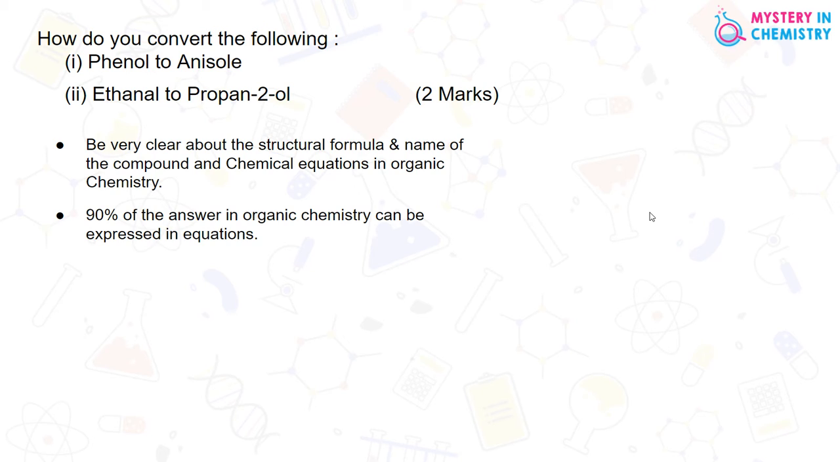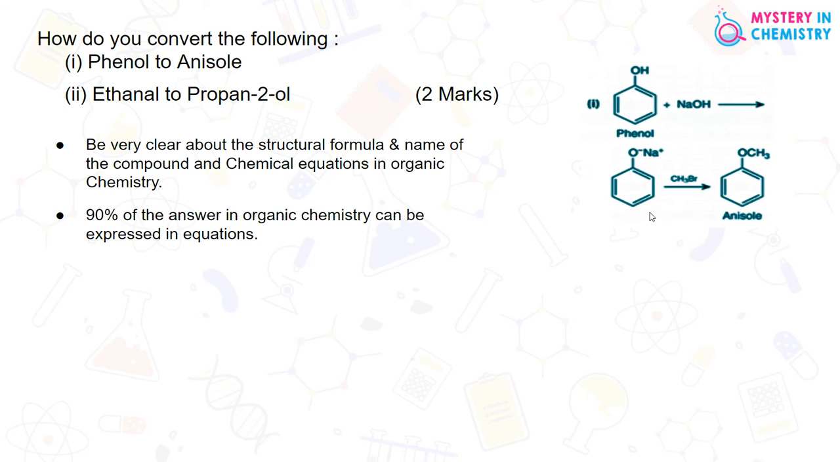Let us start writing. First one is phenol to anisole. So phenol, when reacting with NaOH, forms sodium phenoxide first, and it is further treated with methyl bromide to get phenyl methyl ether, that is anisole.